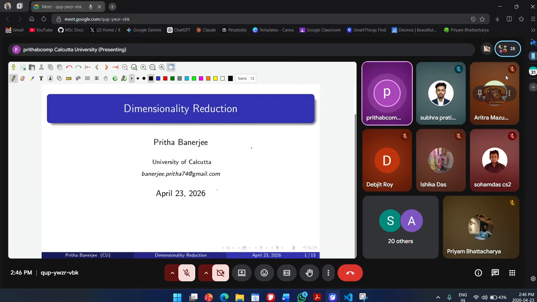Okay, so we will move on to the next topic. I mean, the reason we studied a little bit of linear algebra, so we will see all its uses in today's class. So we will be talking about dimensionality reduction.